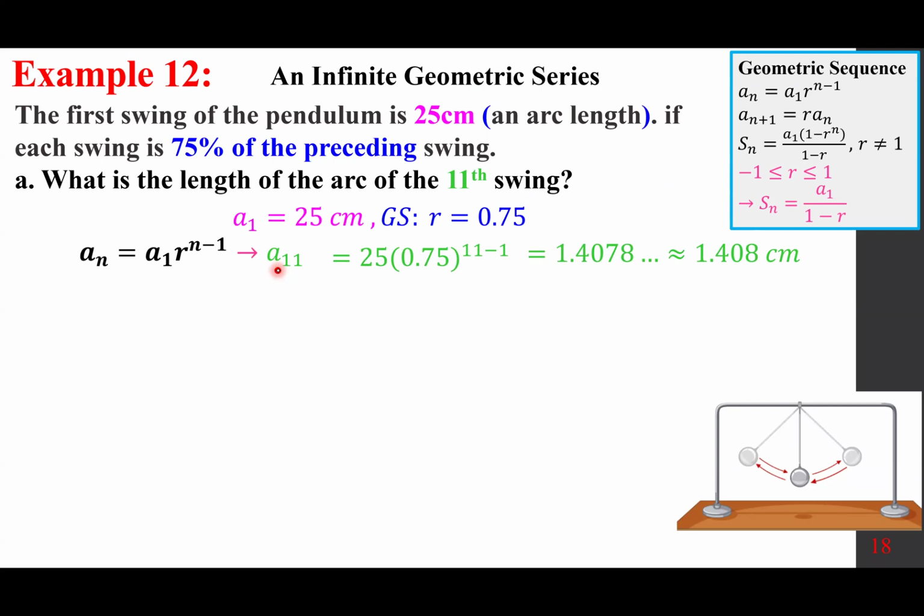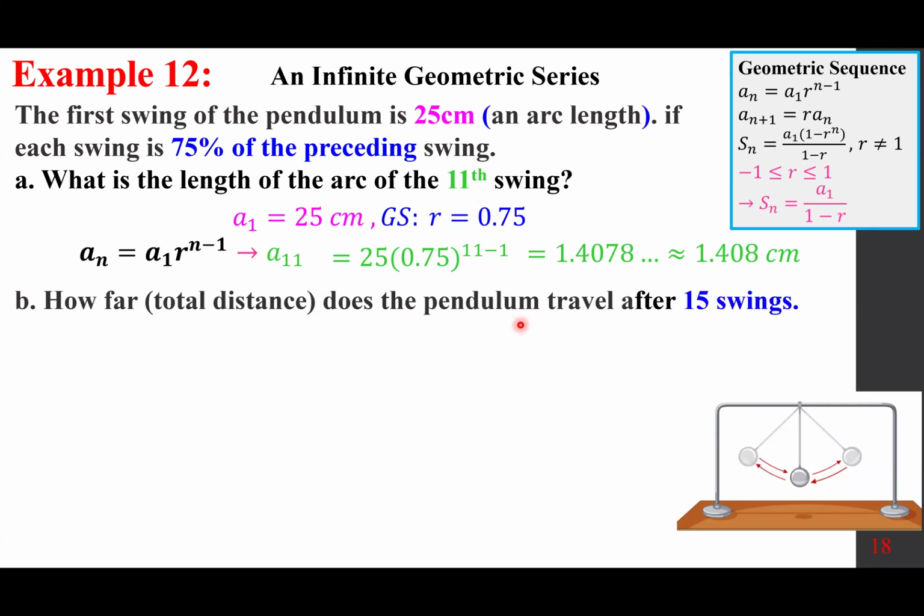Normally they give you how many decimals they want. If you stop here, you get 1.408 centimeters. If they don't give you that, you keep on going. You put many, many, many more decimals. So that would be for the 11th swing.